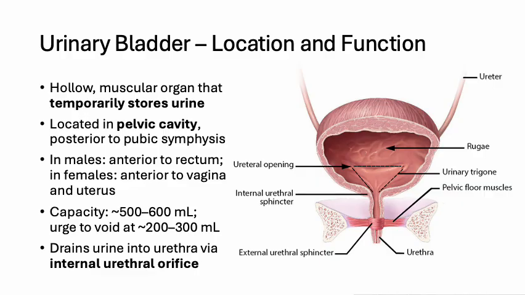Its position and elasticity allow it to hold a substantial volume, up to about half a liter, without significantly increasing internal pressure. As the bladder fills, stretch receptors signal the brain, triggering the sensation of needing to urinate well before the bladder reaches its full capacity.